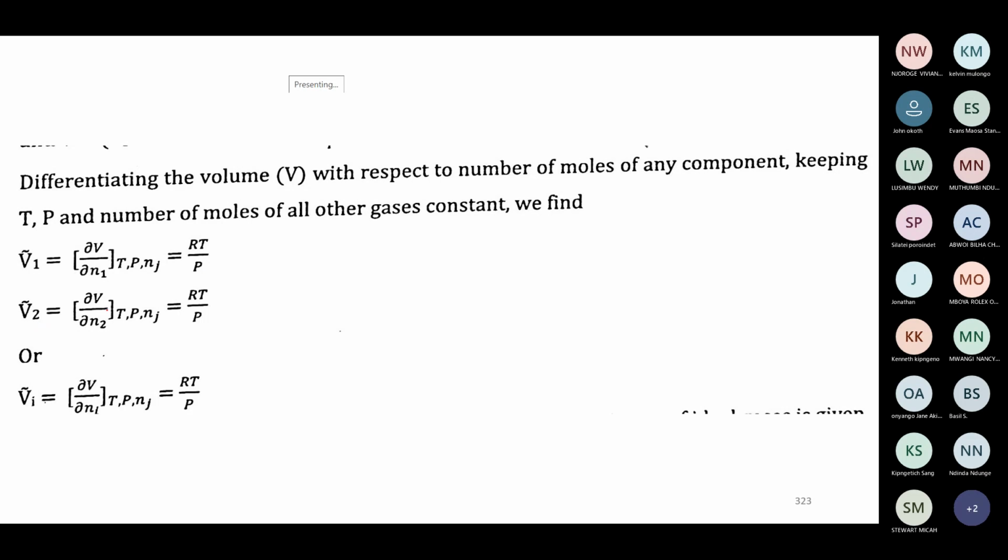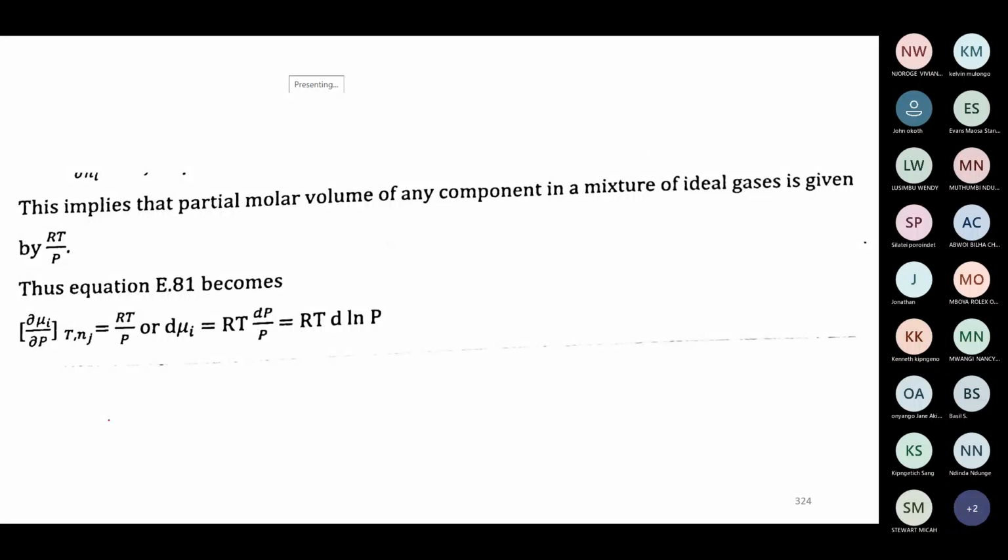With respect to component 2, delta V with respect to N2 with T, P and Nj constant is also going to be equal to RT over P. So essentially we can write a general expression: Vi, equals delta V with respect to Ni with T, P and Nj constant, is going to be equal to RT over P. So this implies that the partial molar volume of any component in a mixture of ideal gases is given by RT over P.